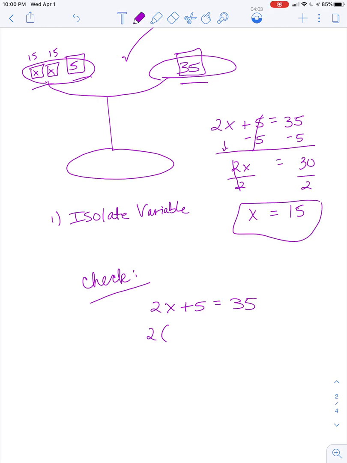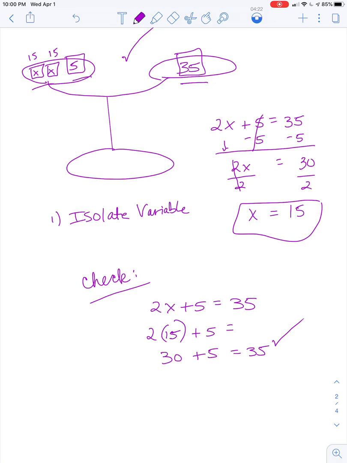I'm going to put the 15 that I said x is, that's the value of it. Does that actually equal 35? Yes, it does. So it does check out. Okay, now that's just to kind of introduce you to what we're going to be doing today.